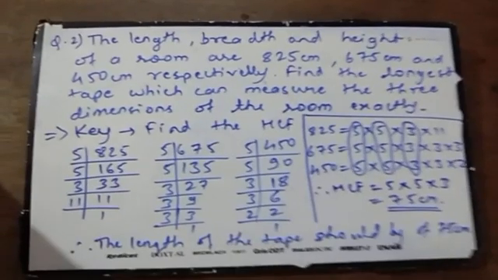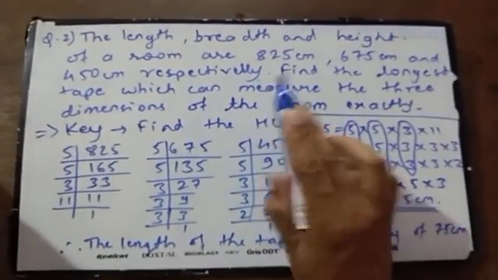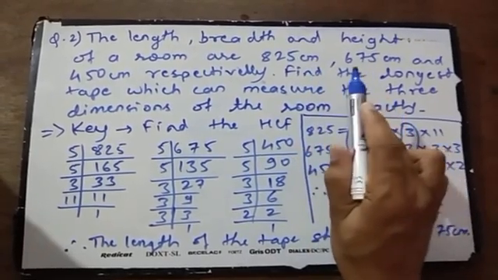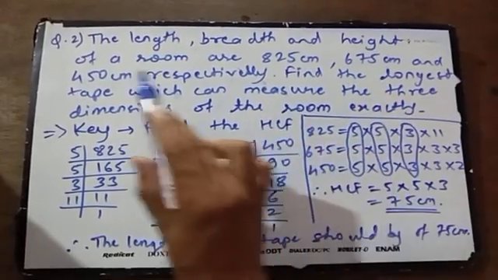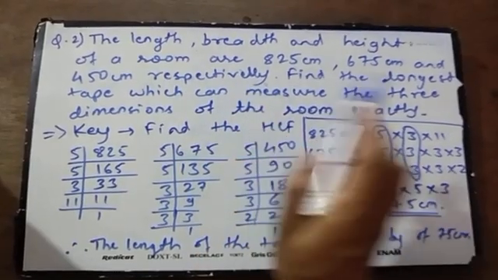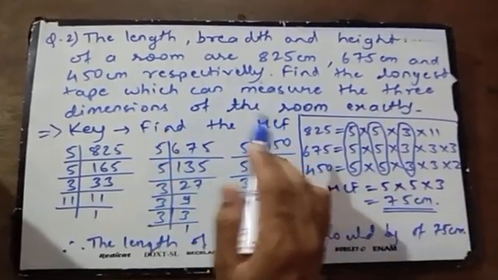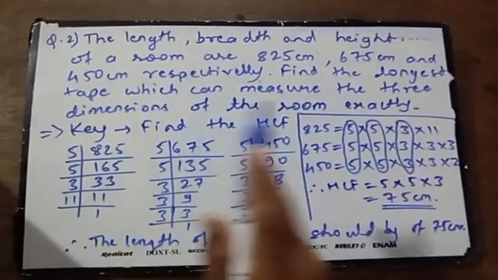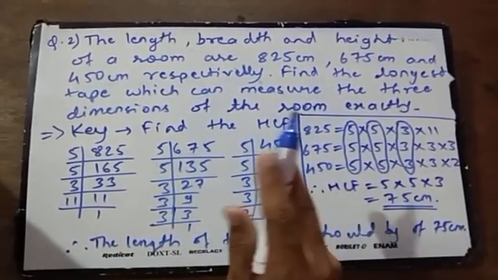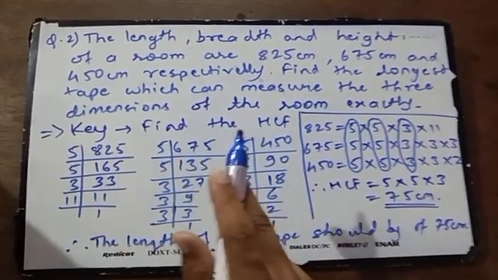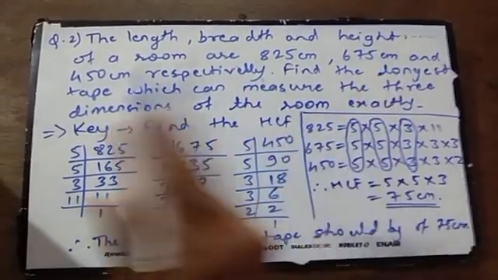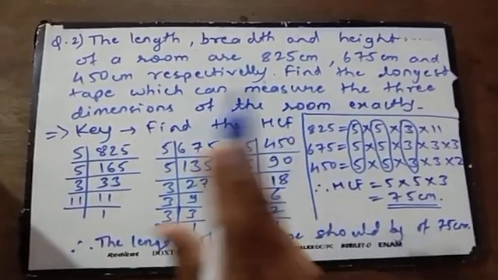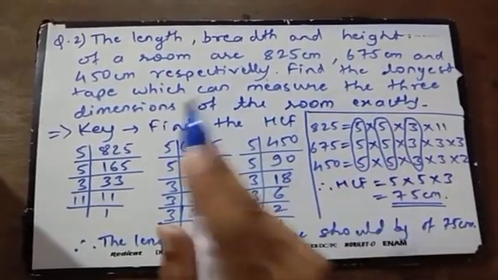Students, let's solve one more example. See here, the length, breadth and height of a room are 825 centimeter, 675 centimeter and 450 centimeter respectively. Find the longest tape which can measure the three dimensions of the room exactly. So the key here is to find the HCF. To find the length of the tape, we have to find the HCF, which means it can measure all the measurements an exact number of times. We want a common factor, but the longest common factor, because they ask for the longest tape, right?